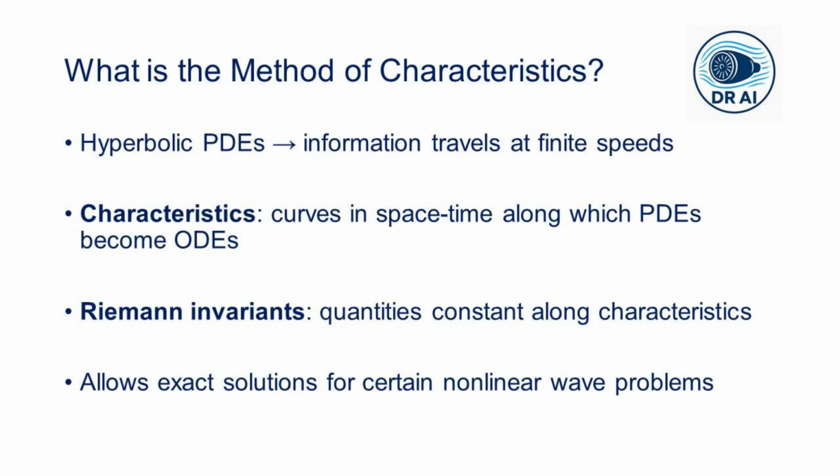In fluid dynamics, many flows are governed by hyperbolic partial differential equations. These equations describe how disturbances propagate at finite speeds. Think of sound waves, shock waves, or water waves. The key property is that the information travels along specific curves in space-time called characteristics. The method of characteristics exploits this. We find these characteristic curves and then transform the original partial differential equations into ordinary differential equations along them. So these ODEs are often much easier to solve.